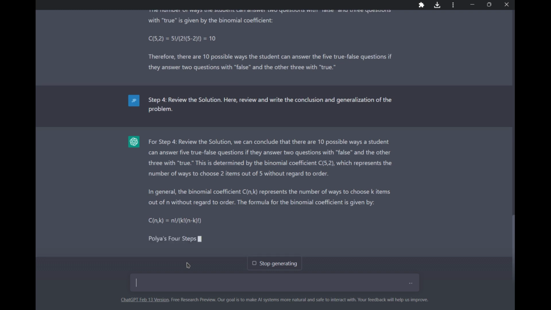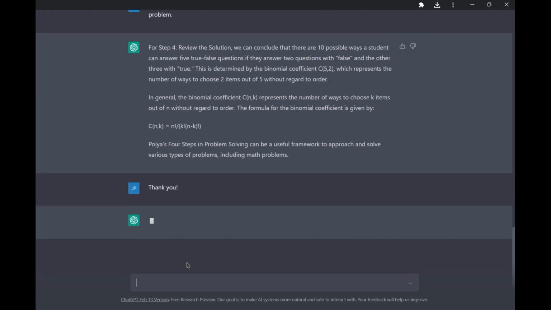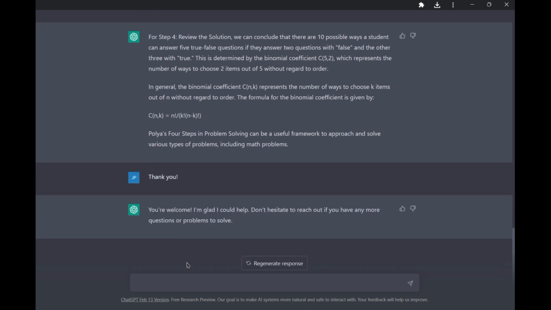In general, the binomial coefficient C(n,k) represents the number of ways to choose k items out of n without regard to order. The formula for the binomial coefficient is given by C(n,k) = n!/(k!(n-k)!). Polya's 4 steps in problem solving can be a useful framework to approach and solve various types of problems, including math problems. Thank you.